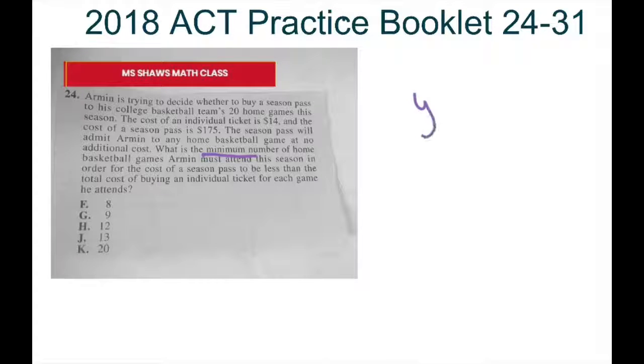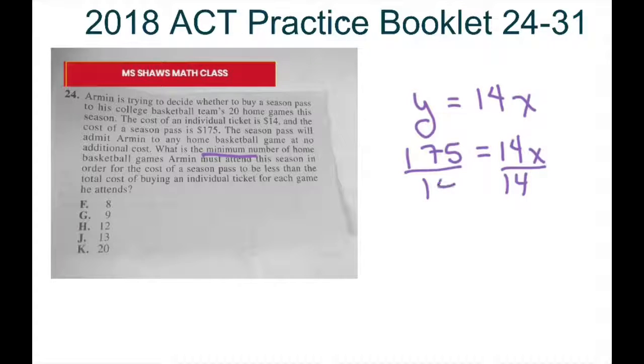So basically we know that the cost is $14 per game, and the season pass is $175. If you divide 175 by 14, you get 12.5. That's where he's even. So for the season cost to be less, we want it to be 13. So he has to attend 13 games to come out better than even.